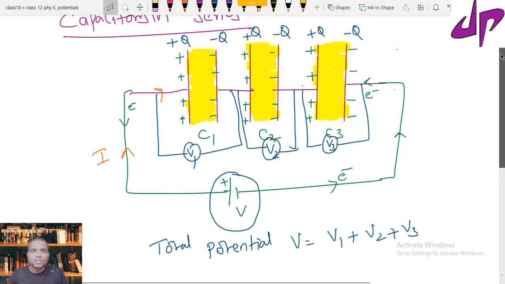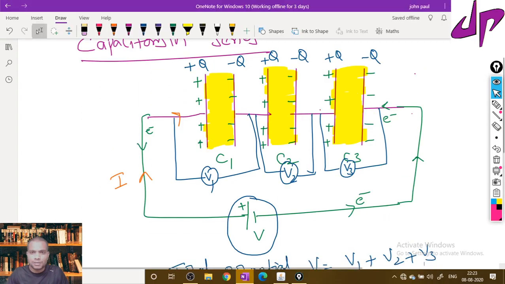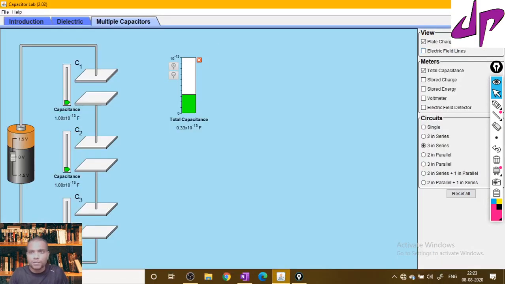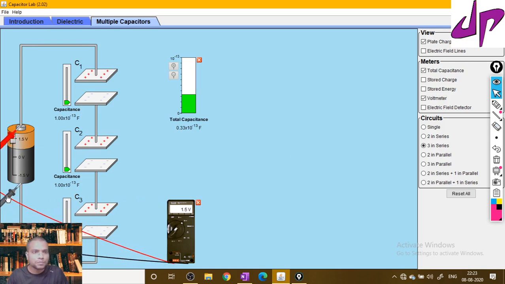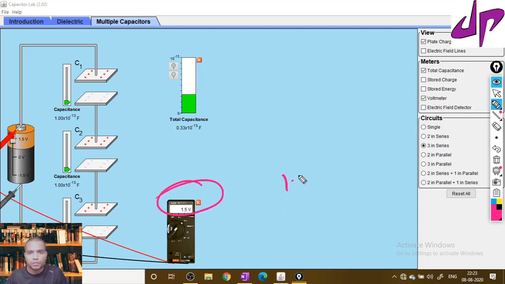So in the series combination, the potential difference between the two capacitor plates is different. We can see that with the help of this simulation. Suppose I have the voltmeter here. Now if we apply a potential of 1.5 volt, let me measure the battery potential. The battery potential shows 1.5 volt.